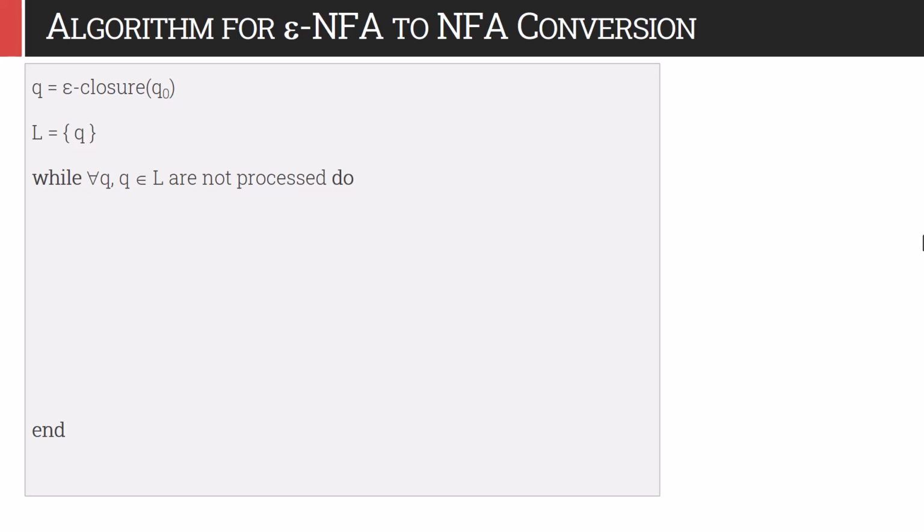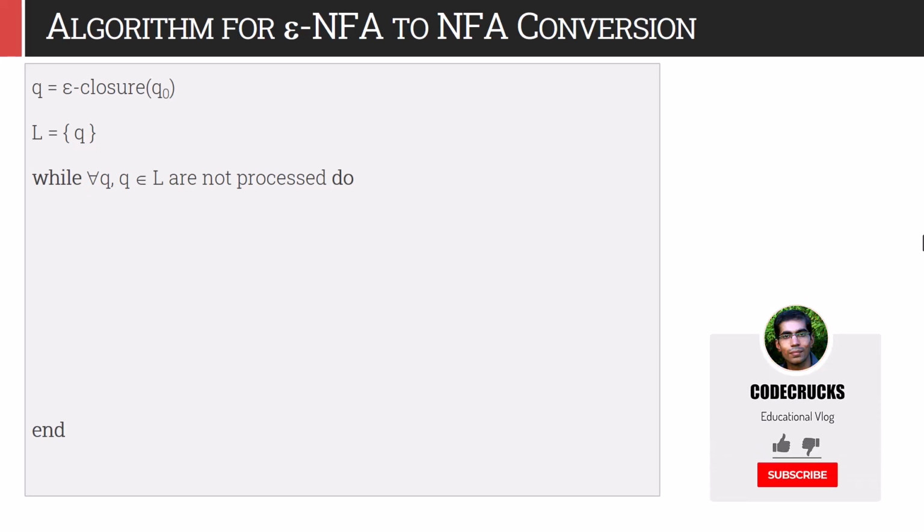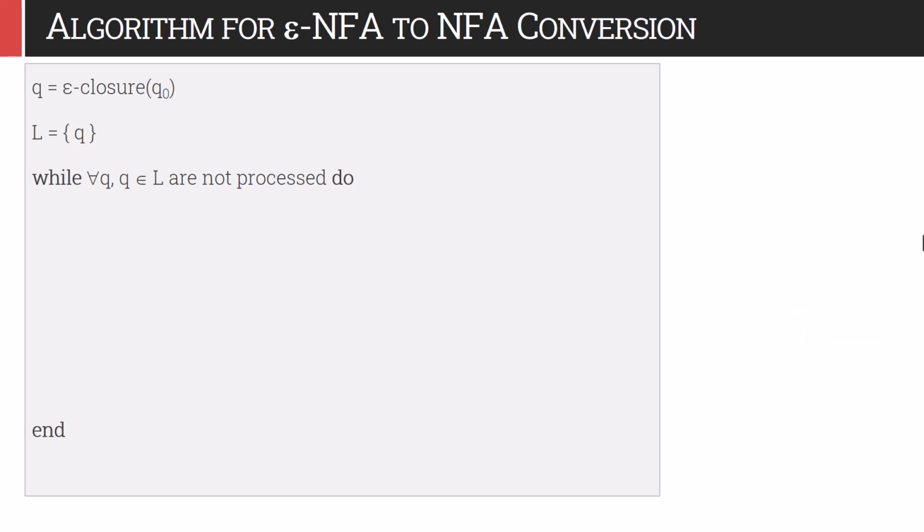we have to repeat this. If that state is processed, then we don't have to explore it. So initially it is just epsilon closure of Q0 which is not processed. So we have to apply following steps on that. And if new states are generated, we will be adding into L, and we have to keep iterating that process until all the states in L are processed.